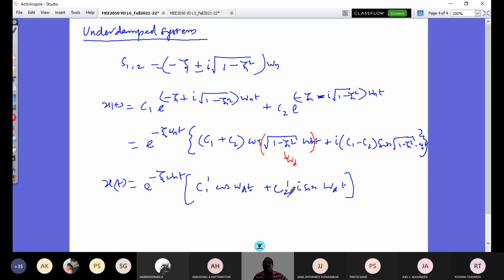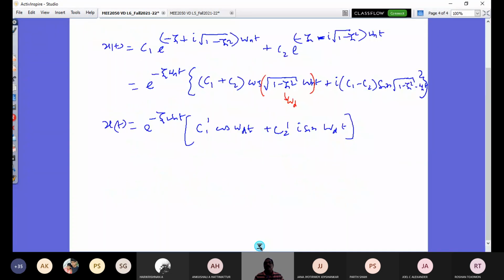So in this, C1 dash and C2 dash are arbitrary constants that can be determined from the initial conditions. You can see this is exactly similar to what we were discussing for the undamped system format. The only additional element here is this exponential function. So I can rewrite this expression in another form. I'm not going to discuss that.